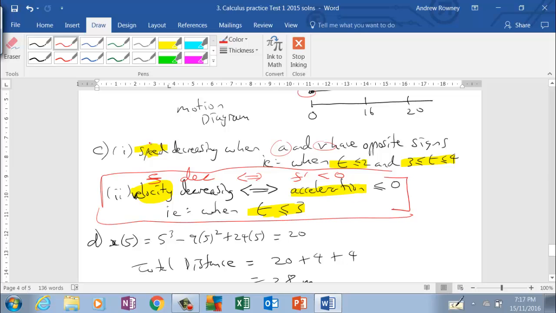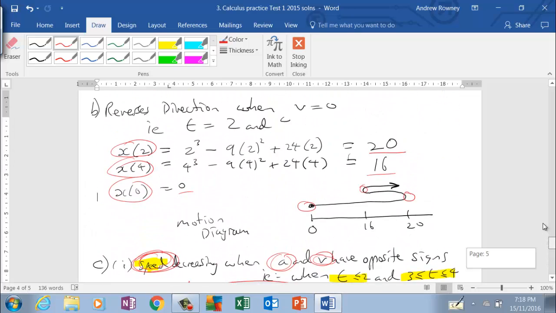The other question is related to speed. Now for speed, we don't use that rule because we don't have the speed function. It's actually the velocity function, so that's not a function. We have to use this rule, linking acceleration and velocity signs together.